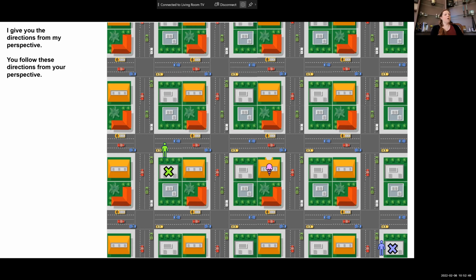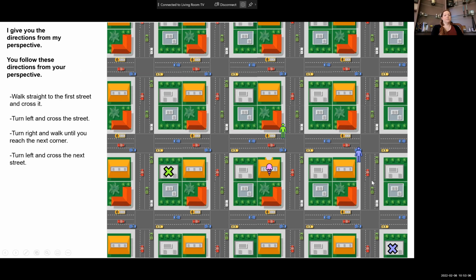If I tell you walk straight to the first street and cross it, you're going to do that, right? And then if I tell you turn left and cross the street, you're going to turn left and cross the street. And there you are. And then if I tell you turn right and walk until you reach the next corner, you're going to do that. So what if I tell you to turn left and cross the next street? Well, that's me. And where am I? I'm at the ice cream shop. Are you at the ice cream shop?